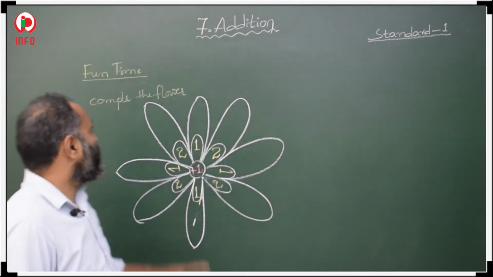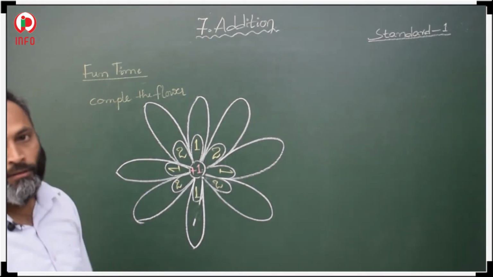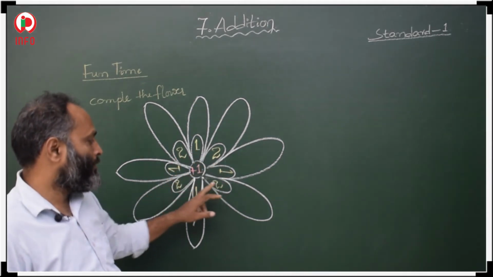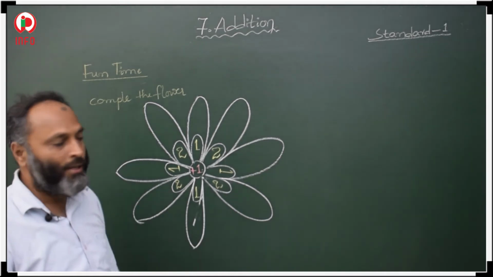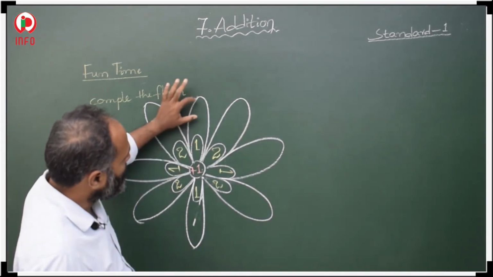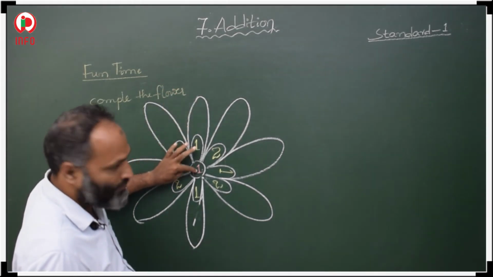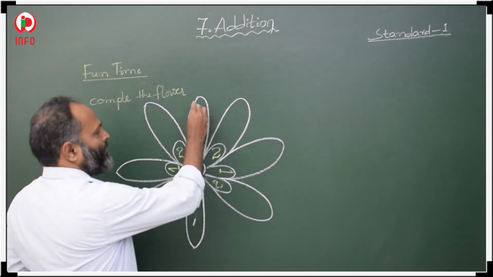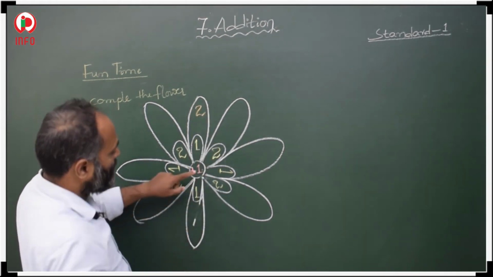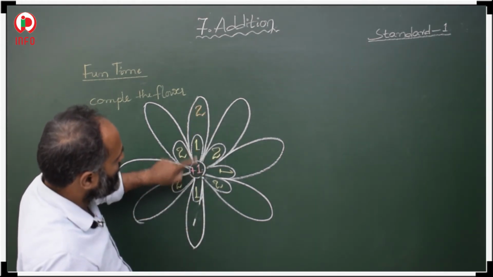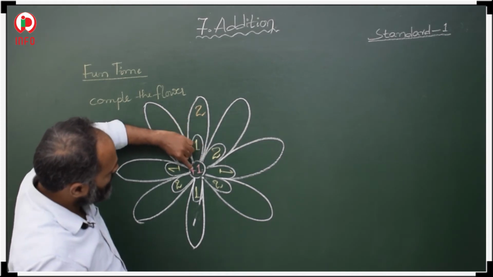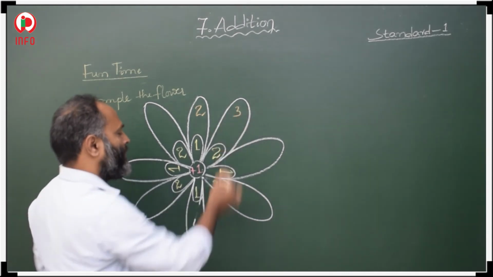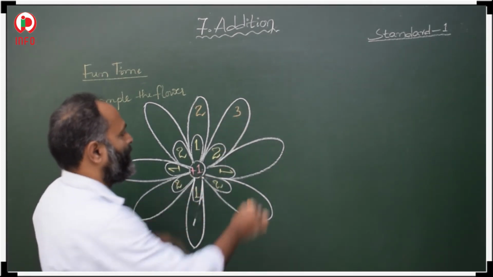Now students, so now it is fun time. Complete the flower. Here in the middle plus 1 is there. Here 1, 2, 1, 2, 1, 2, 1, 2 is given. So we have to add these and write your answer here. 1 plus 1 is 2. 1 plus 1, 2. Next 2 plus 1 is 3. Again 1 plus 1 is 2.